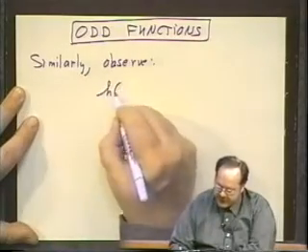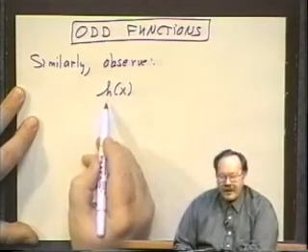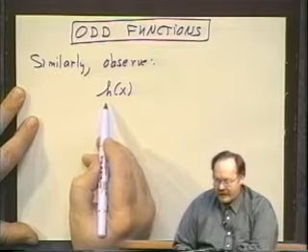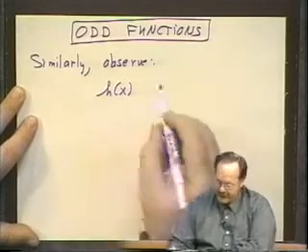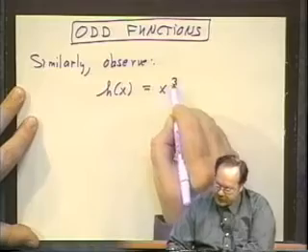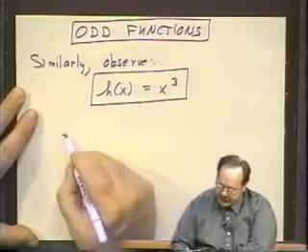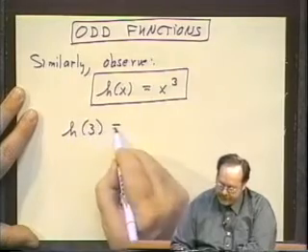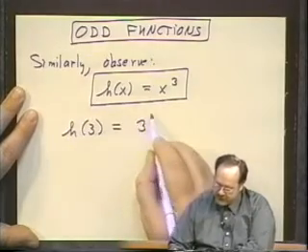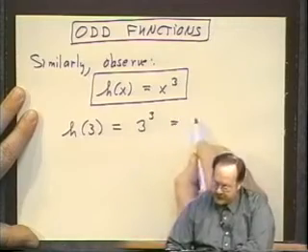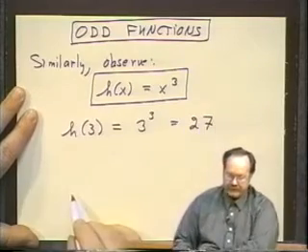Suppose we have a function, say, h of x. I'm going to start varying the names of functions so you get used to that. I don't want to use f of x all the time. Let's say h of x is x cubed. Now notice that that is an odd power. Let's then look at h of 3. Well, h of 3, of course, is 3 cubed. 3 cubed, you should know, is 27.